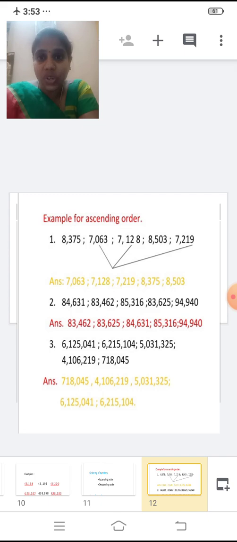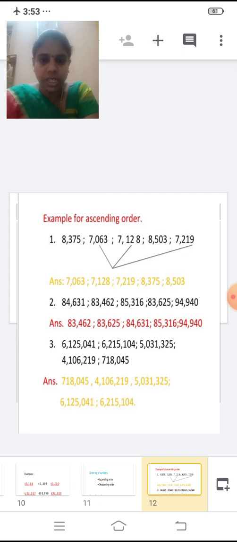84,631, 83,462, 85,316, 83,625, 94,940. Now tell me children, which is the smallest number? You have to compare from the leftmost part. In the leftmost part, 8 is the smallest, right? So next, see the next digit. In the ten thousands place we have 8, 8, 8. So now compare the thousands place now.